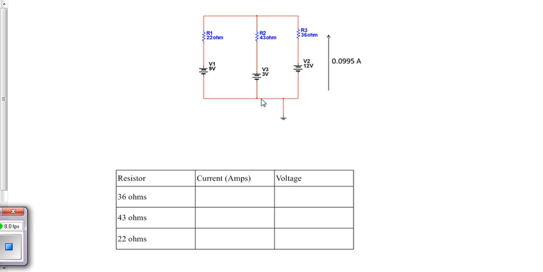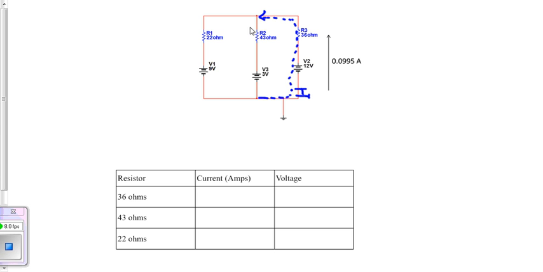So we'll start, let's look at current 1 here. Current 1 will be going in this direction around, from this juncture to this juncture. And we'll label that as I1. And we see that it has a value of 0.0995 amps.